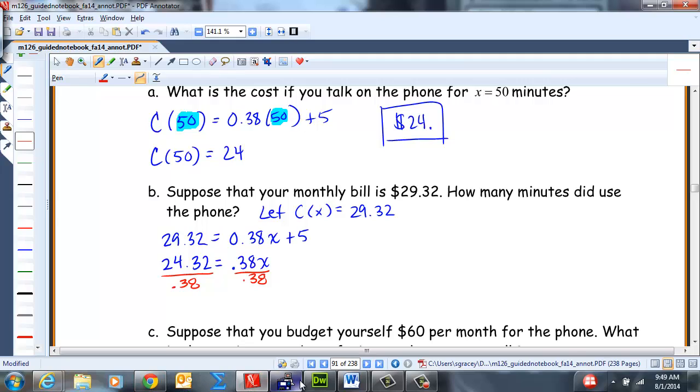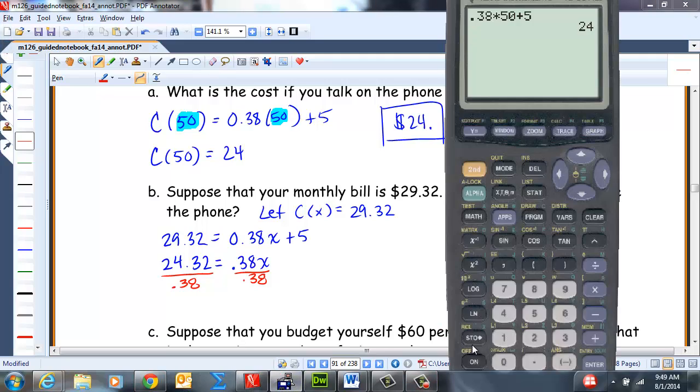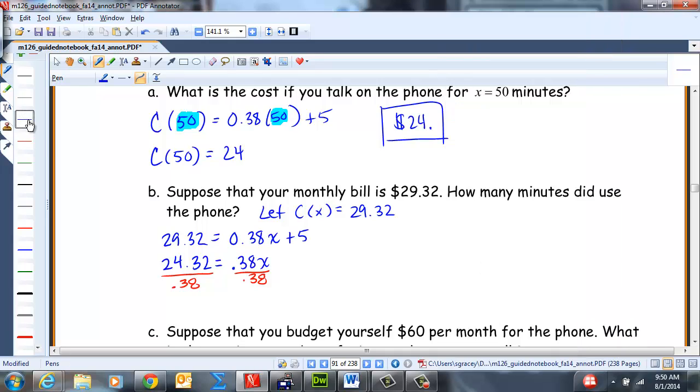So 24.32 divided by 0.38 equals 64. So 64 is equal to X. So the answer would be 64 minutes.